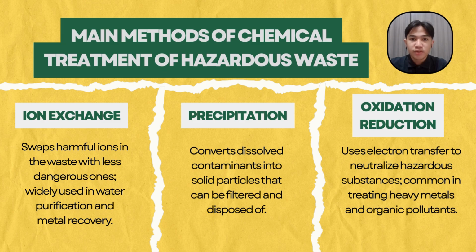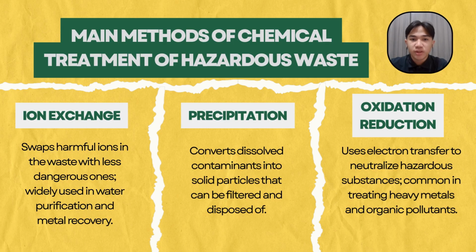And here we have the three main methods. The first one is ion exchange. This replaces dangerous ions in a solution with safer ones using synthetic resins. This is widely used to purify water in industries like electronics and power generation. It also helps recover valuable metals from the waste streams.